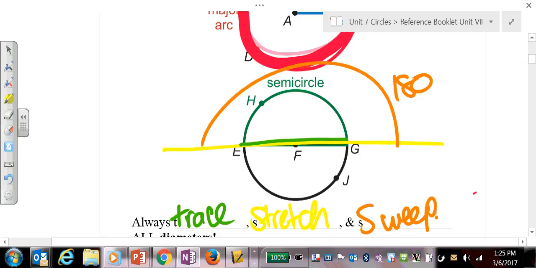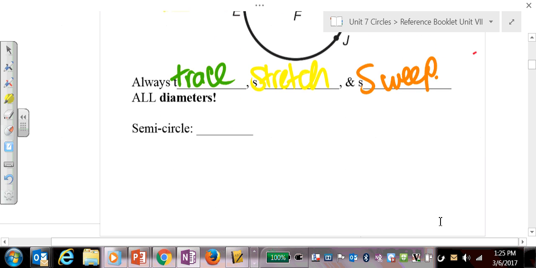What do we do with diameters? We trace them, stretch them out, and sweep 180. So diameters. Trace, stretch. Do it again. Say it with me. Trace, stretch, sweep. Watch out for diameters. They're very commonly overlooked.